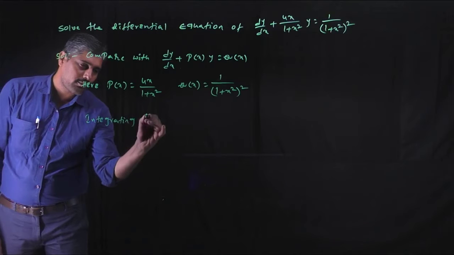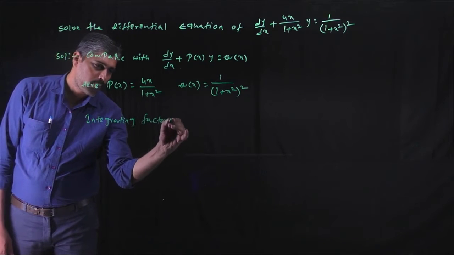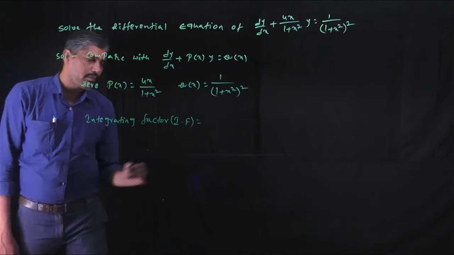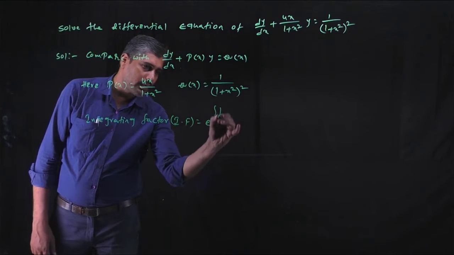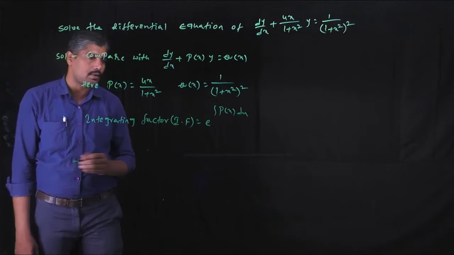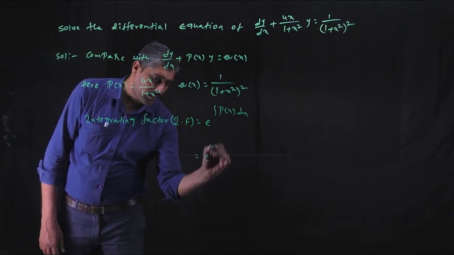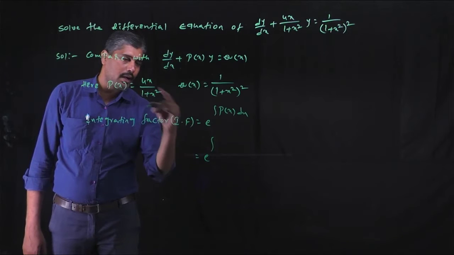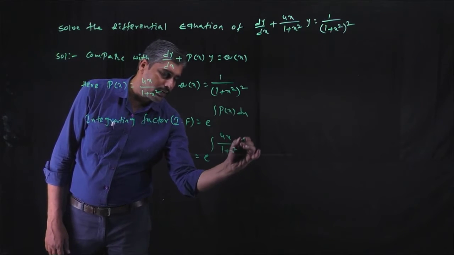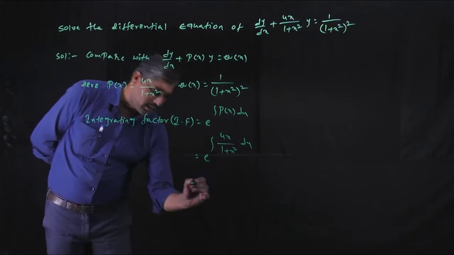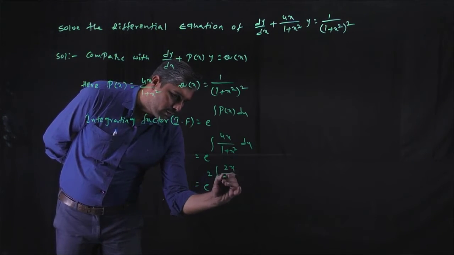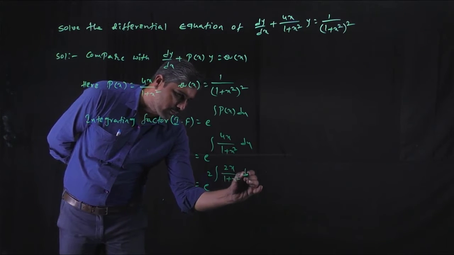Integrating factor, IF equal to e power integral p of x dx. That is equal to e power integral, here p of x is 4x by 1 plus x square dx. That is e power 2 into integral 2x by 1 plus x square dx.